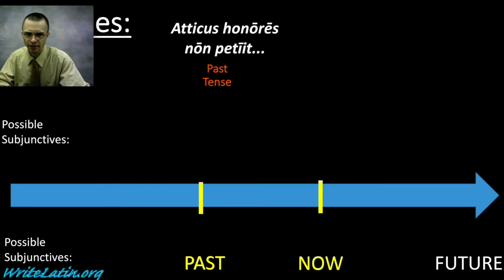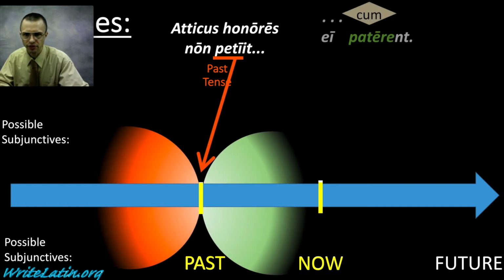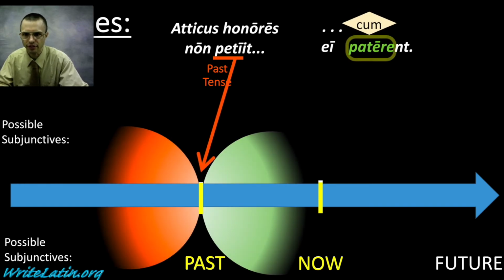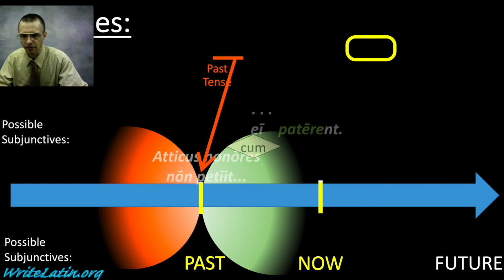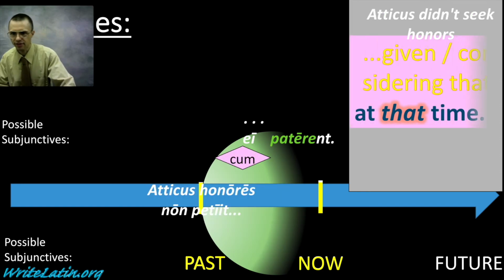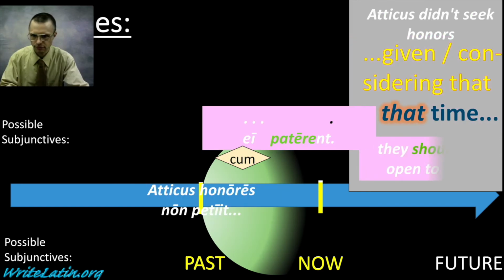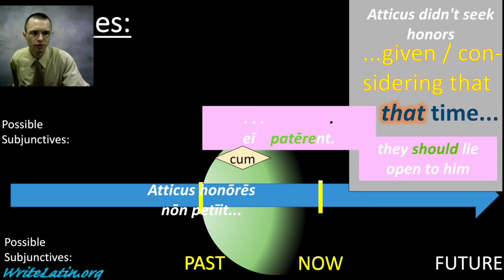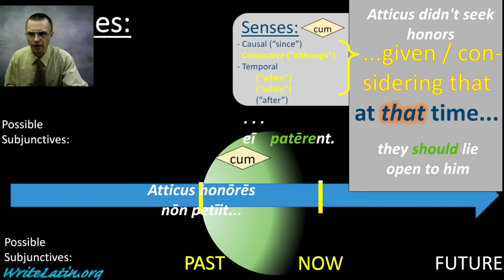Atticus didn't seek honors, past tense. So there's where your main verb is. Cum ei paterent. And obviously, this is forward-looking. Atticus didn't seek honors, given that, considering that at this time, they should lie open to him. And alternately, you could say although, or when or while, since it's a forward-looking one.